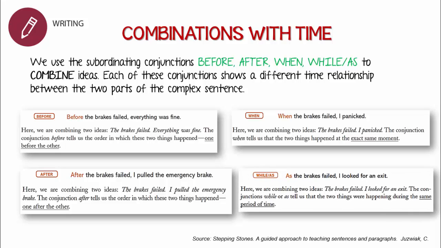As the brakes failed, I looked for an exit. Here we're combining two ideas: the brakes failed, I looked for an exit. The conjunctions while or as tell us that the two things were happening during the same period of time.